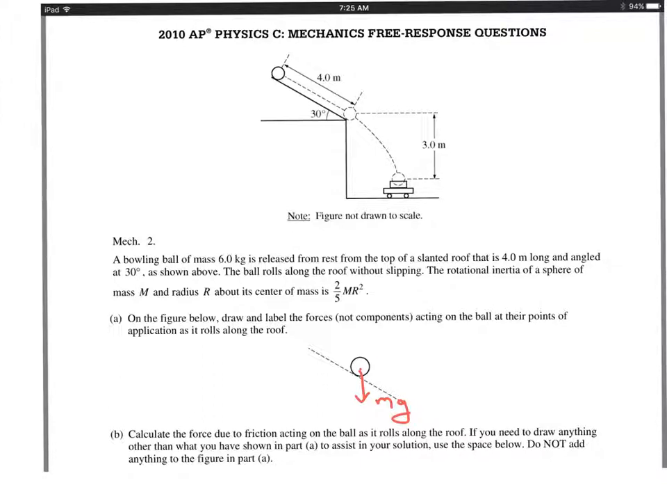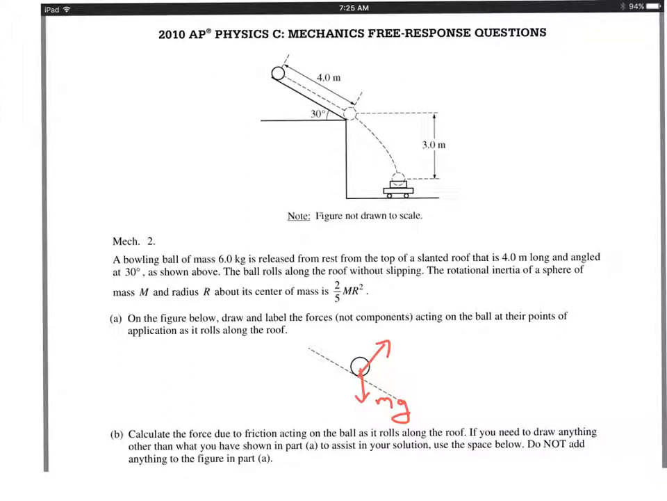What other force exists? Normal force. Where does that act? Right at the surface, at point P. What about friction? Where does friction act? At point P. And what direction?